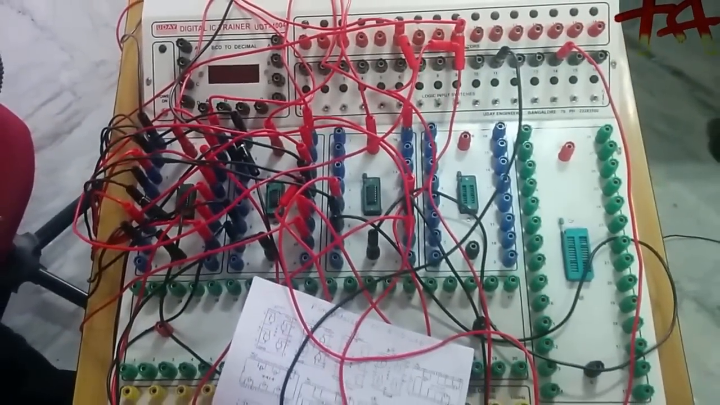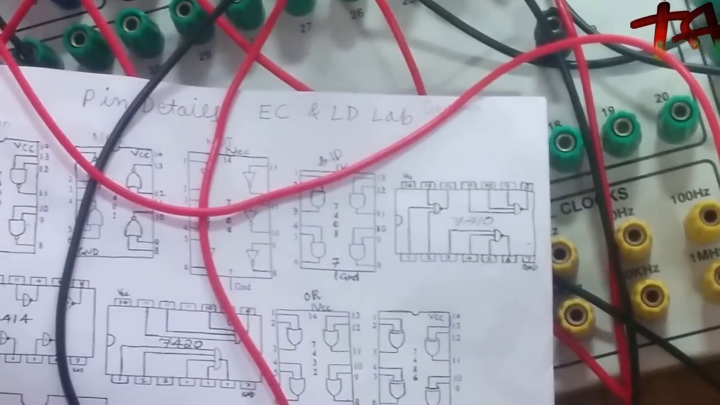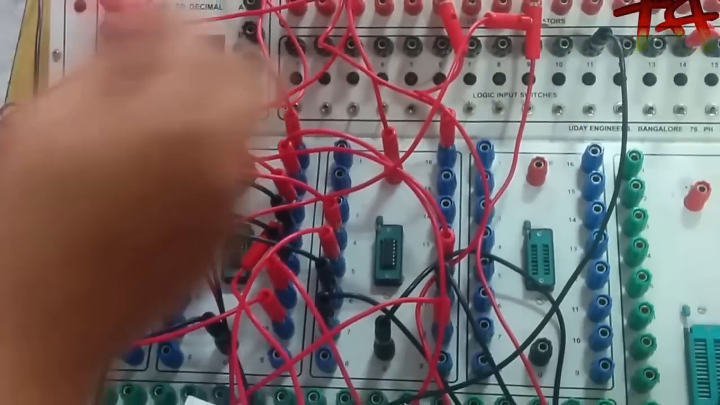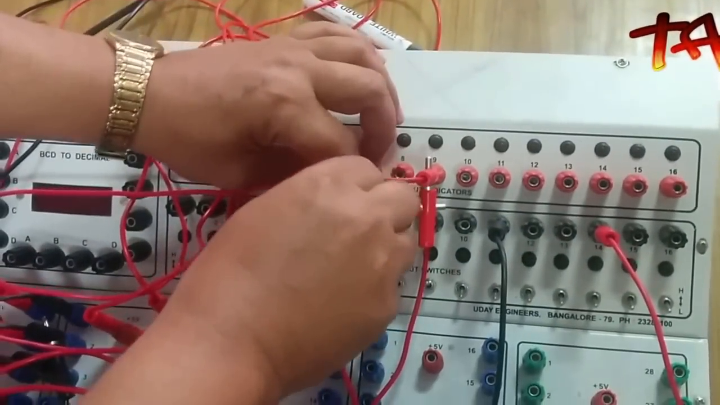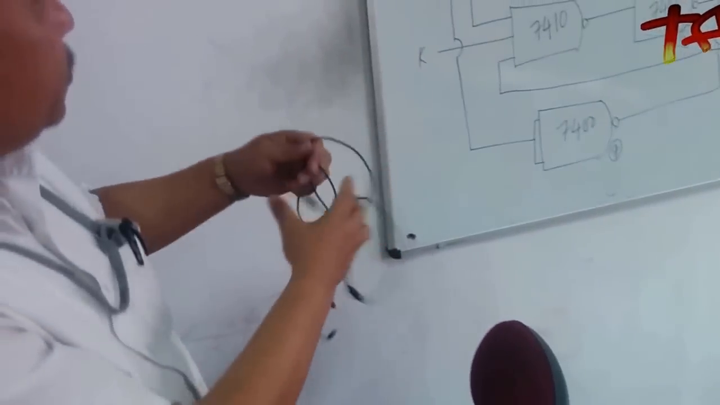Then you come to that. Another input to the 2. You already used 5 as K. Let us take 4 here. It will be connected to the Q.